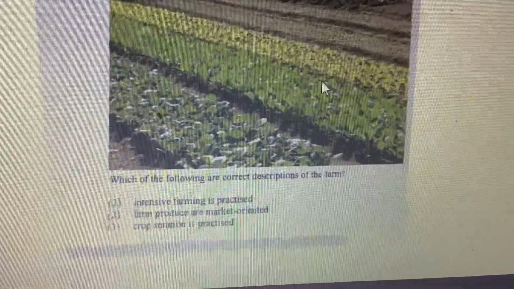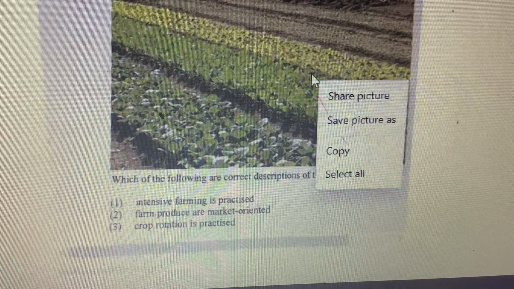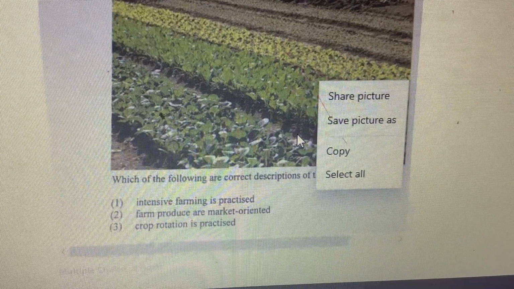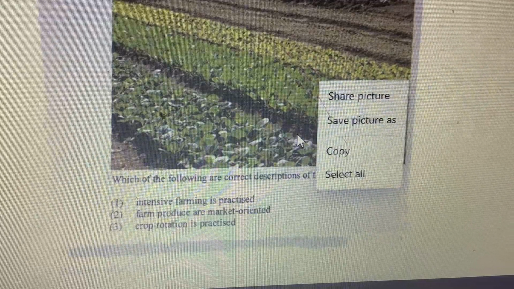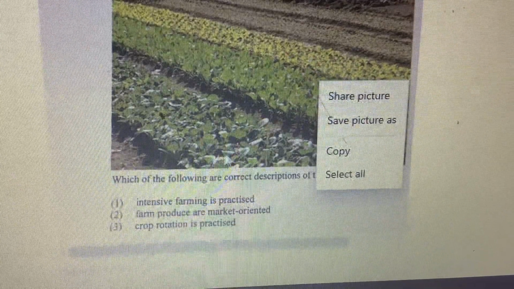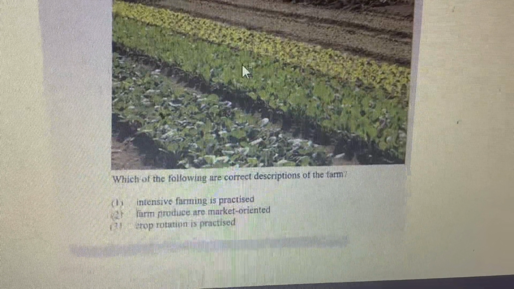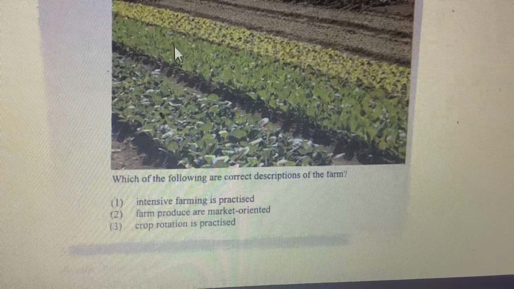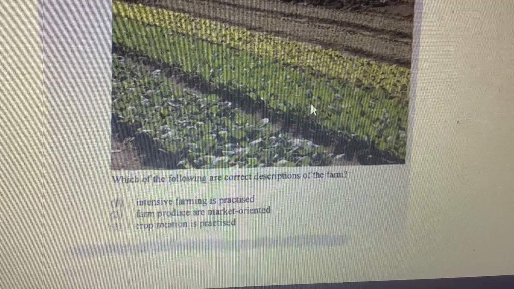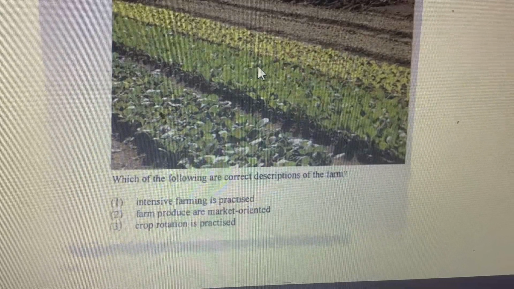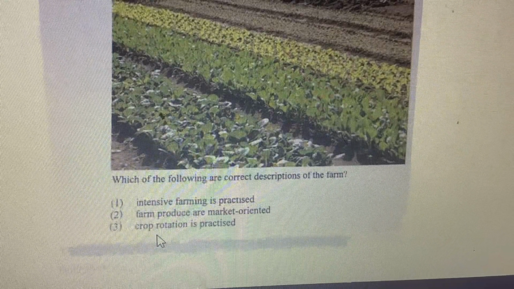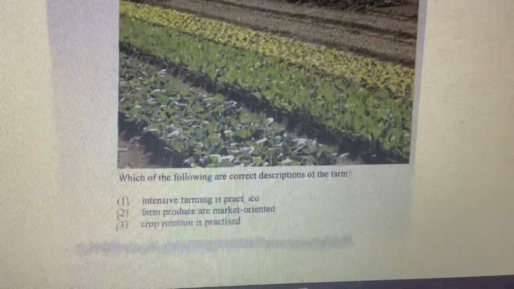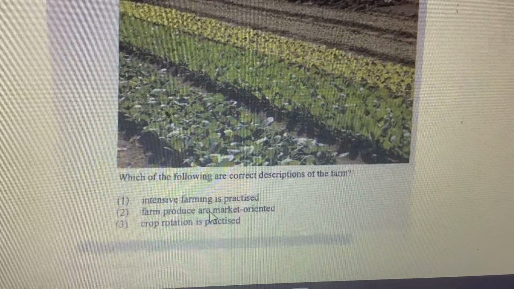It's not crop rotation, because crop rotation is about the same field planting different things at different times. So when you see a field planting different things, it is not crop rotation. Number 1 and number 2 are the correct answers.